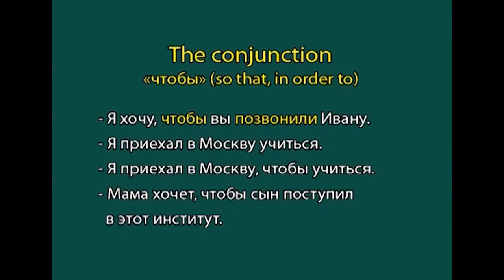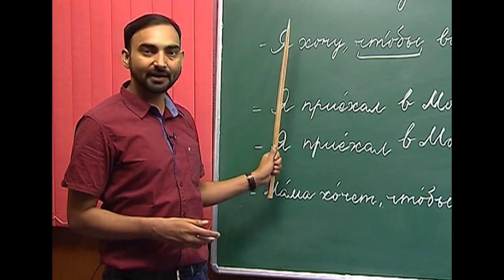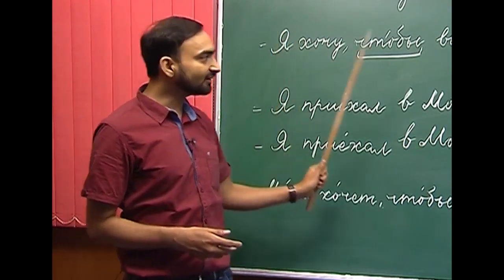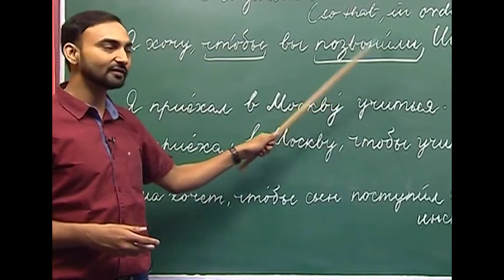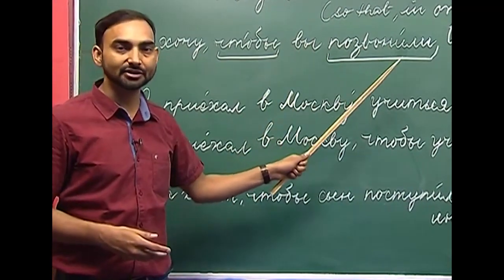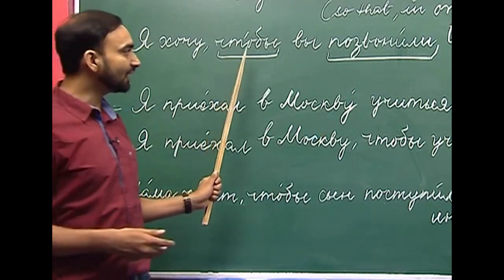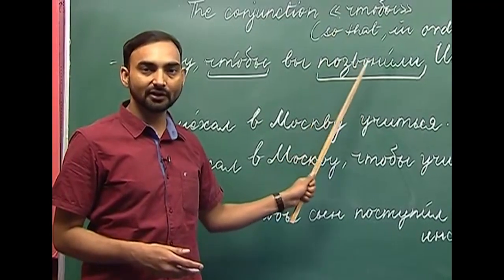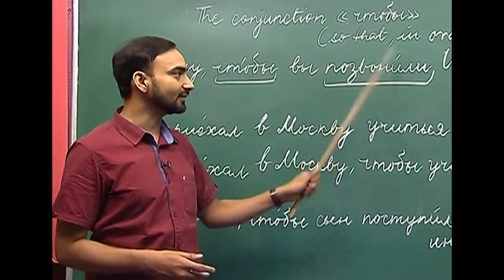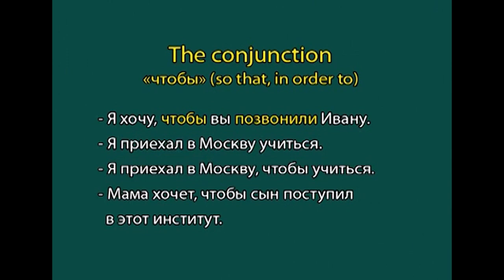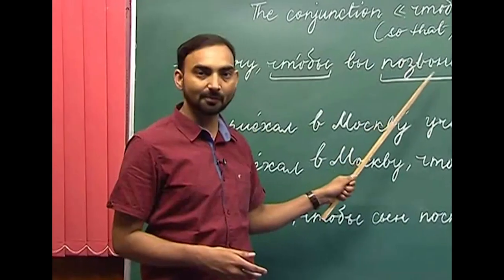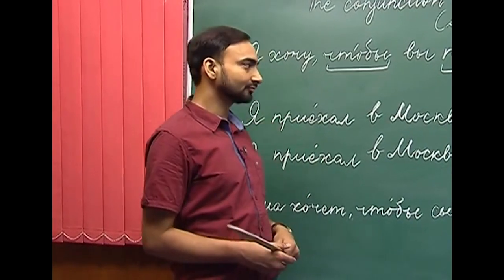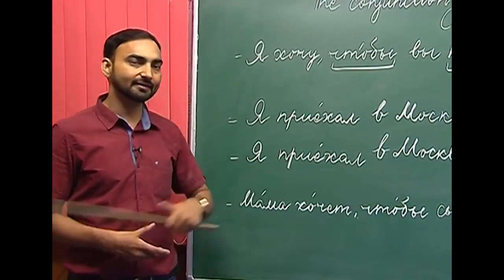What happens is the subject of the main clause, the principal clause, demands the subject of the subordinate clause to perform a certain action, and we use this construction where we have used the verb in the subordinate clause in the past tense. Я хочу, чтобы вы позвонили Ивану, and this happens when the subjects of the main clause and the subordinate clause are different.